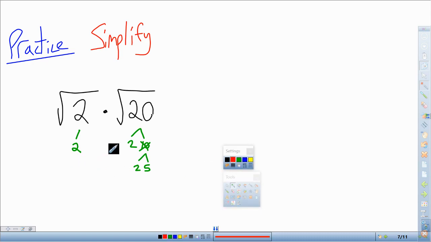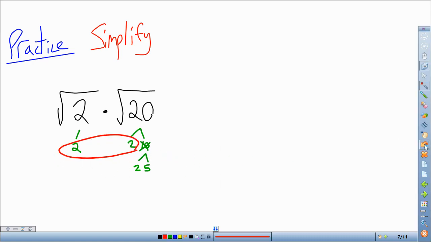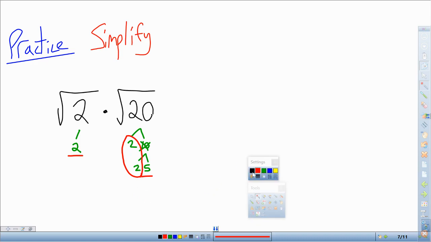I just want to point out, I could pair up these two, or I could pair up these two. It really doesn't matter. Normally, if they're side by side, I like to pair them up just because it's easier to circle them. So there's a pair of 2s. This 2 doesn't have another 2. This 5 doesn't have another 5, so they stay inside the radical. So it looks like this is turning into a 2 square root of 2 times 5. If we want to cut to the chase, we can just go ahead and multiply those and know we're getting a 10.